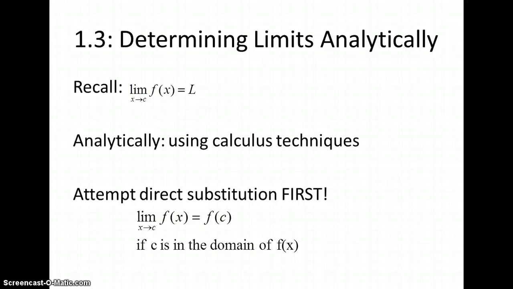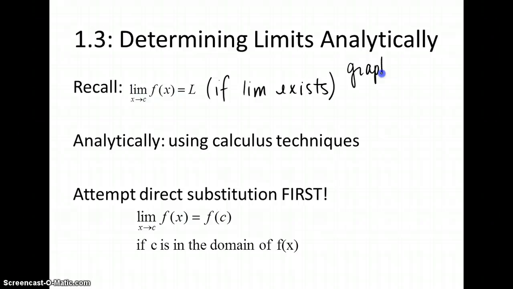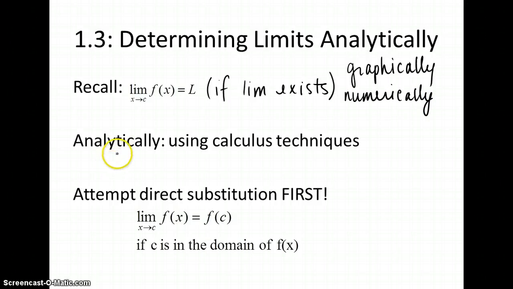Okay, so first video, 1-3, determining limits analytically. Recall our limit as x approaches c of a function equals L if, of course, the limit exists. So we looked at graphically determining a limit, numerically, which I said we don't study a whole lot more after this chapter. And now we're going to look at determining limits analytically, and that's using calculus and other algebra techniques.